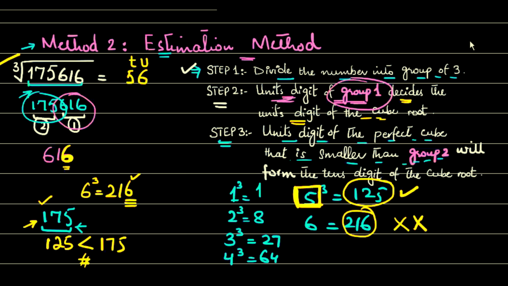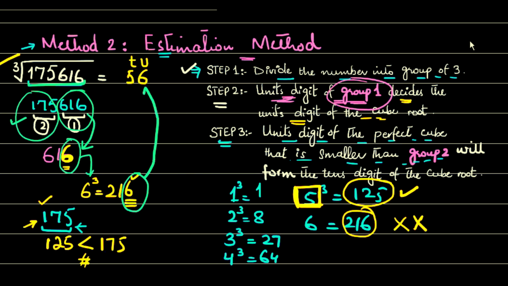Whatever number is given, we are not going to factorize it. We have to divide it into 2 groups, groups of 3, and we will start dividing from the unit side. So here we divided into 2 groups, group number 1 and group number 2. We will take group number 1 and its unit place, and take a cube of it. The unit place we get will be the unit place of the cube root of the number whose cube root we are finding.